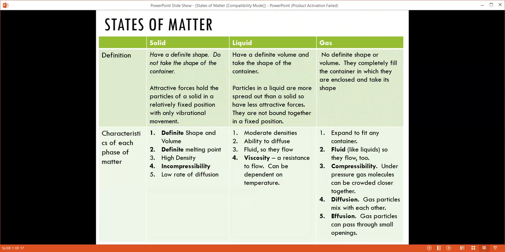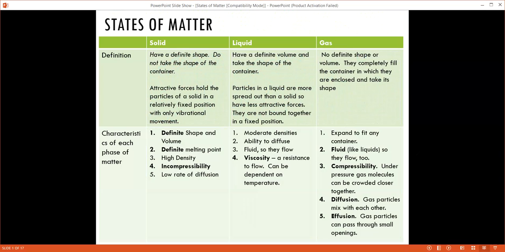All right, characteristics of each. So characteristics of a solid: they have a definite shape and volume, and a definite melting point. What that means is that if you have solid ice, no matter how much ice you have, it will melt at the same melting point. They have a high density because all those particles are packed in really closely together. They are incompressible. What that means is it's very difficult to compress a solid because the particles are already close together. And they have a low rate of diffusion, which means when particles spread apart.